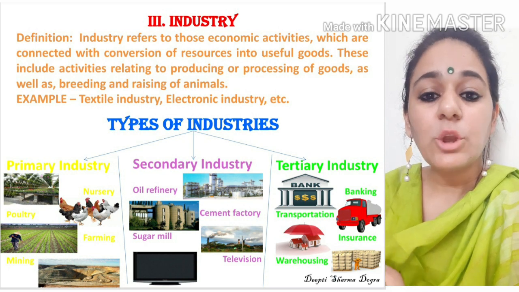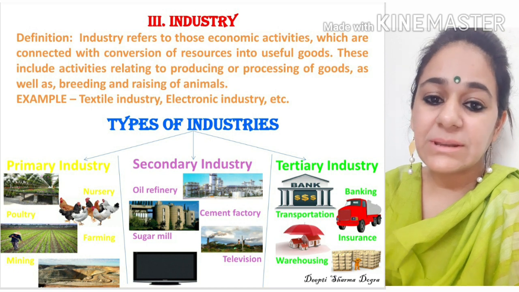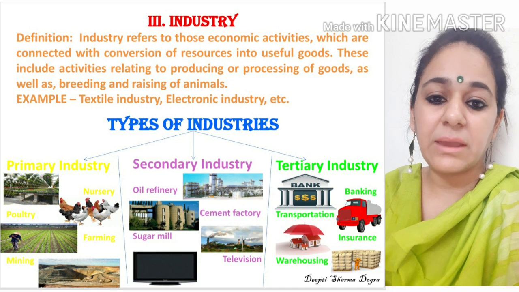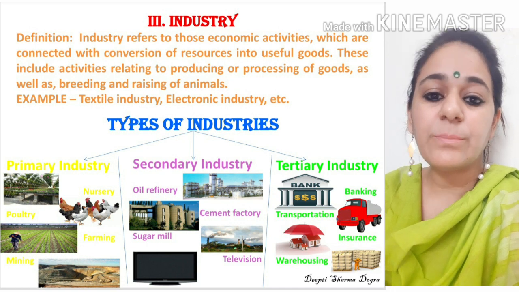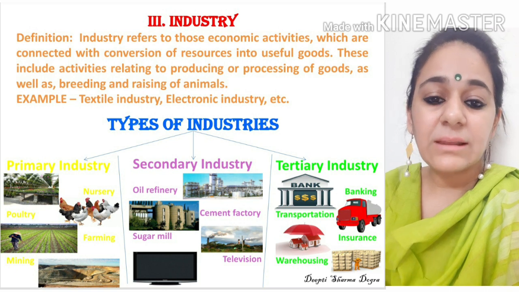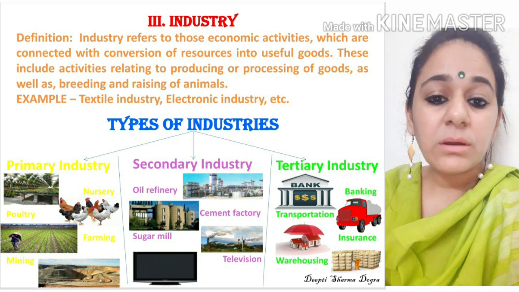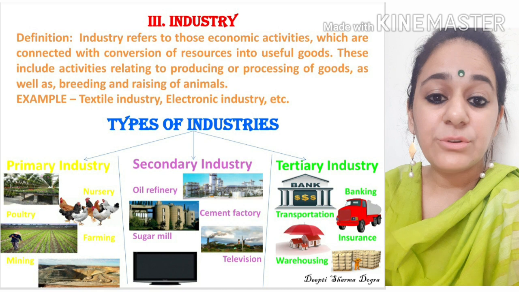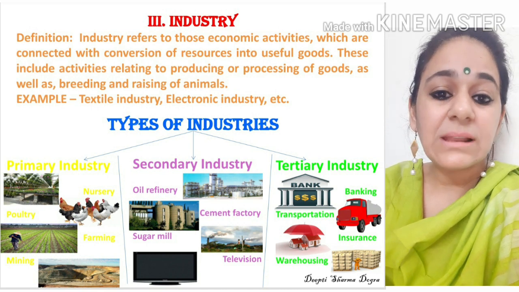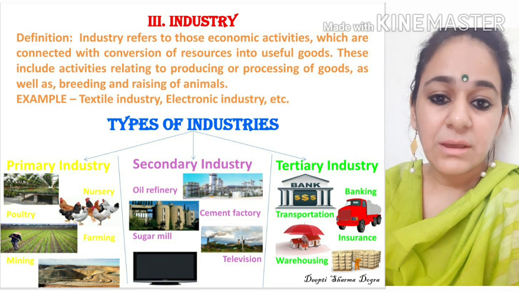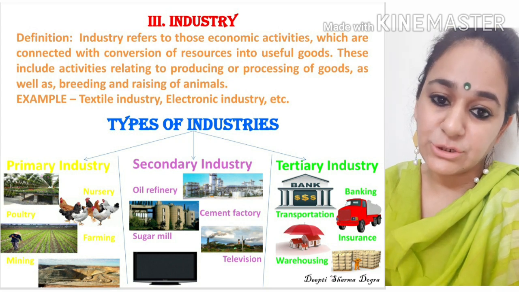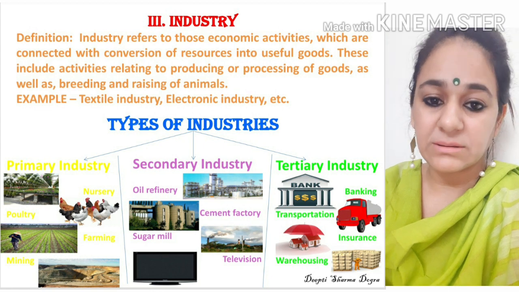Okay. Sugar mill. The raw material is sugar cane. We process sugar cane into a useful product, that is sugar. Textile industry. We convert cotton into dress material, right? We convert silk into saris. This is what? Processing of raw material into finished products.